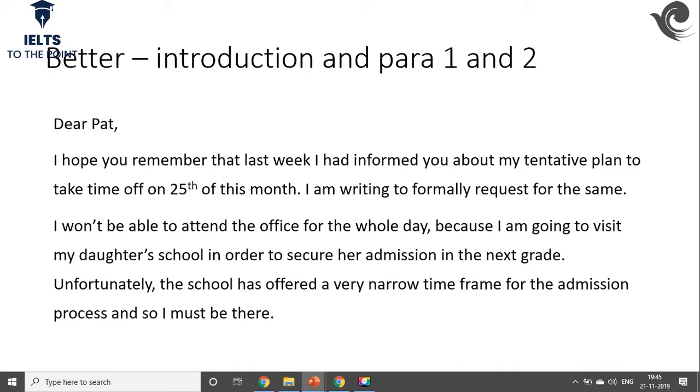How should these two particular paragraphs be? You could simply say, Dear Pat, I hope you remember that last week I had informed you about my tentative plan to take time off on 25th of this month. So what are you doing in the first sentence? You are establishing a short follow-up based on the situation. I am writing to formally request for the same. What is this? This is the purpose of the letter.